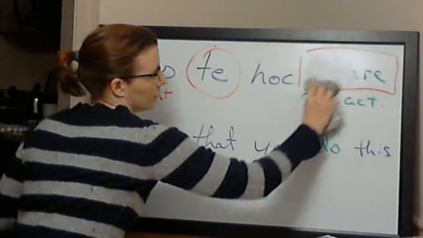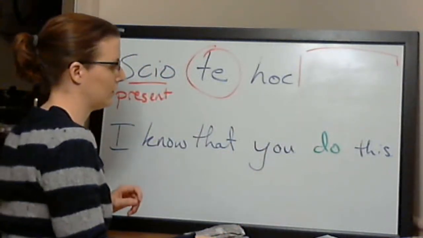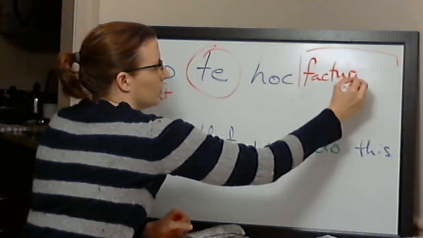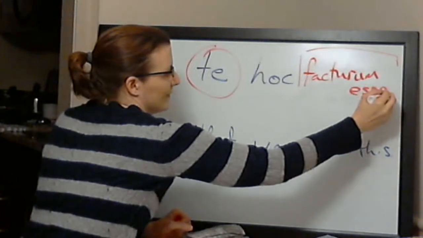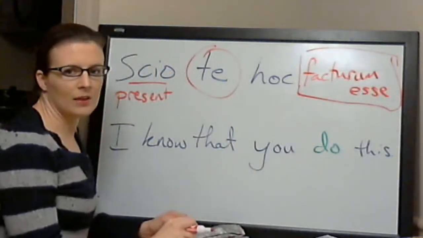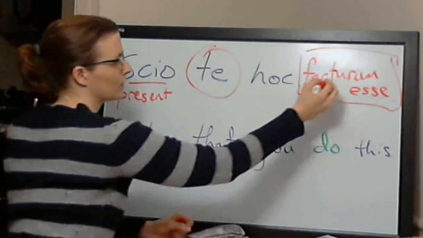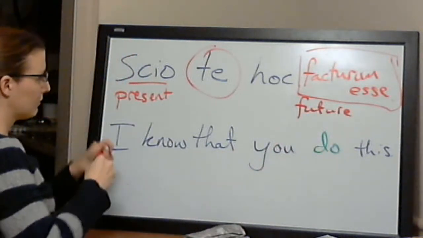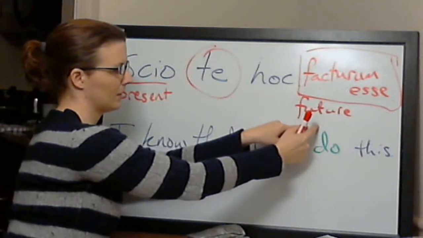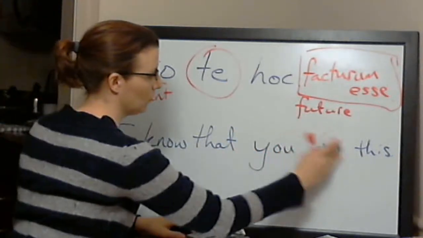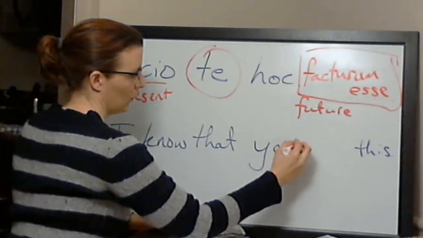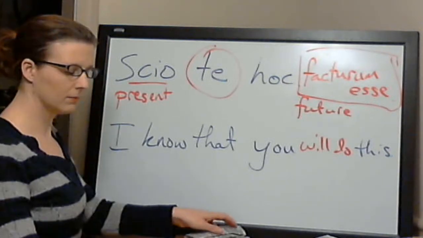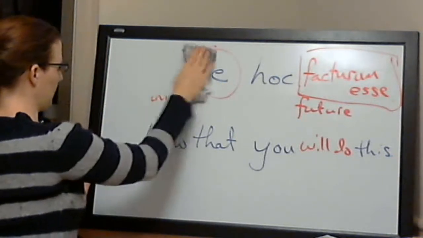If we were to change this one more time, let's change it to facturum esse. All right, so what tense is that facturum esse, that facturum that you are? It's future. So since our main verb is present tense, our infinitive gets to stay the tense that it actually is. I know that you will do this. Pretty straightforward.